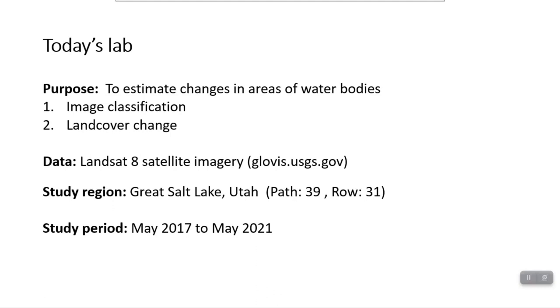Our purpose in this lab is to become familiar with the basics of image classification and change detection using Landsat 8 satellite imagery data. To avoid repetition, I've gone ahead and downloaded two Landsat scenes for path number 39 and row 31 from the USGS website and made the composite images for both scenes. The scenes were selected so that cloud cover is less than 5%.